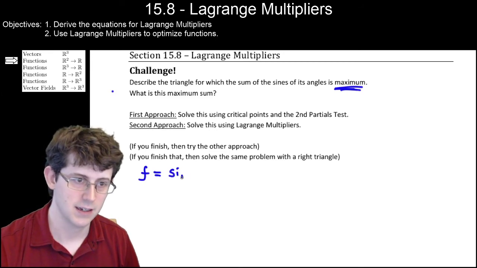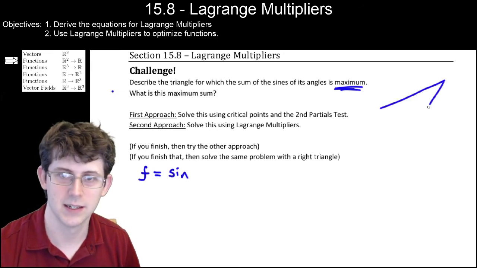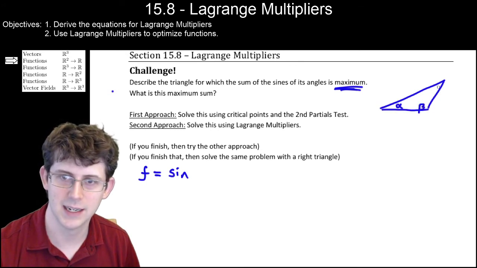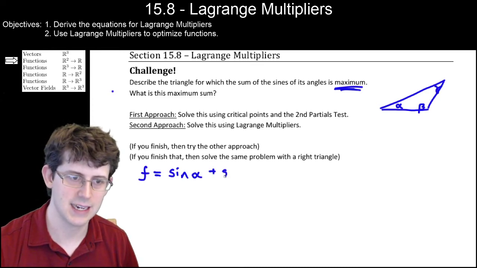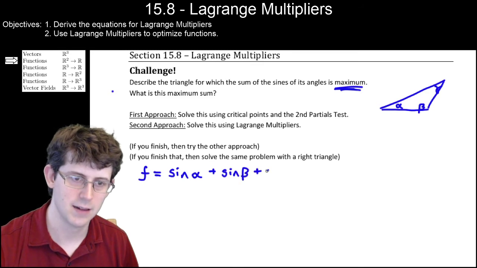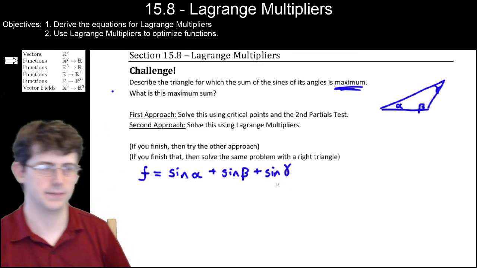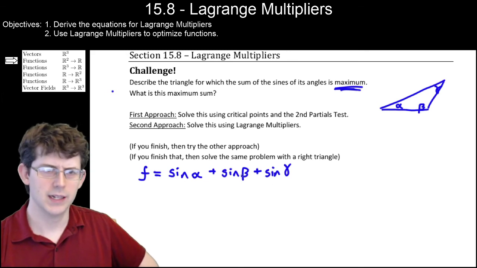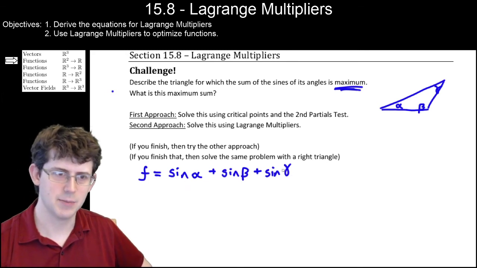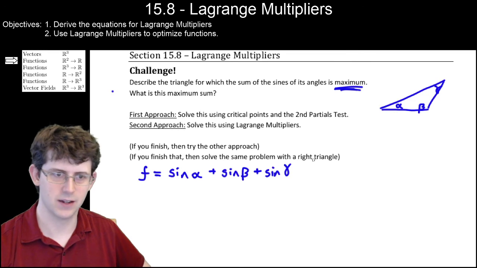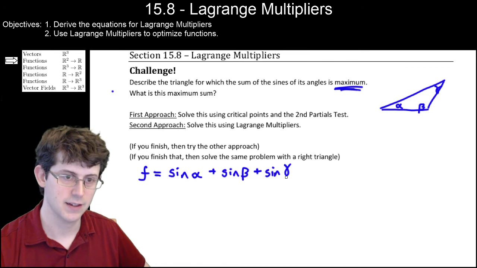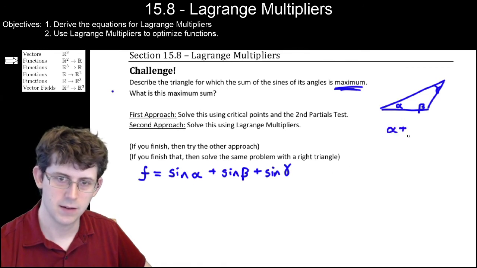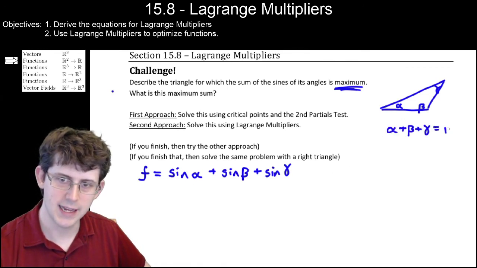Here's some triangle. It's got, let's say, alpha, beta, and gamma as its angles. And the thing we're trying to optimize is sine alpha plus sine beta plus sine gamma. Well, what's the restriction? What stops us from making all crazy numbers here? The restriction is that the angles add up to 180 degrees. They add up to pi.